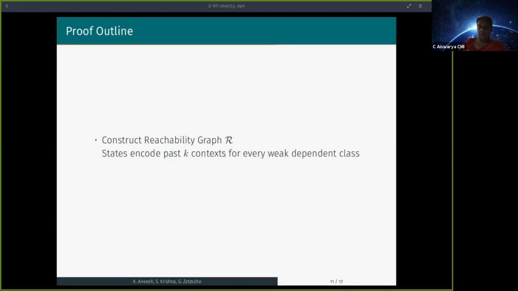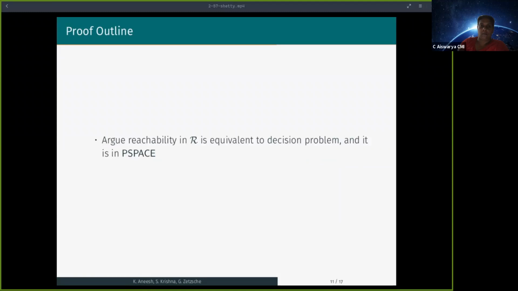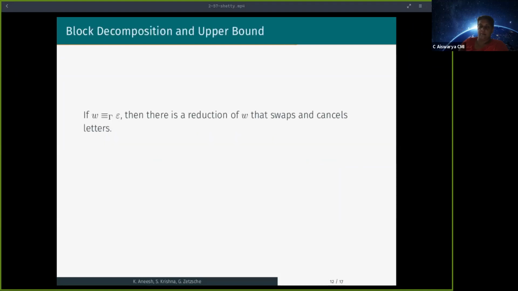For each weakly dependent class, on seeing every new context, to verify the k-scope bound, we need to store only the previous k contexts of that class. We use this fact to construct a reachability graph whose nodes are all the possible configurations of the k contexts for every weakly dependent class, and whose transitions add a context to one of the classes, or remove an empty context after cancelling blocks non-deterministically. Finally, we show that reachability in this graph is equivalent to our decision problem and it is in PSPACE. Now we look at block decomposition.